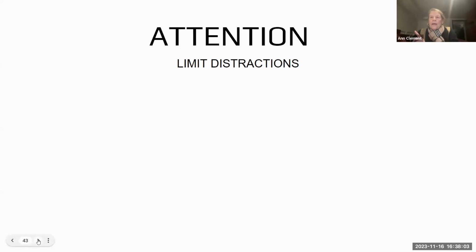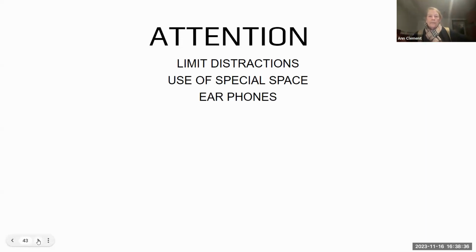Okay, attention. As much as possible, limit the distractions that are going on. And I know in a regular class, you can't limit all distractions, but you can maybe try some. And you can do this by the use of special space, where you put the child's desk in the classroom. Maybe the child should be in the front of the room rather than the back, because at the front he can see the teacher better. If you're in the back of the room, you see all the kids busy getting up, doing this and that, which can be distracting to them.